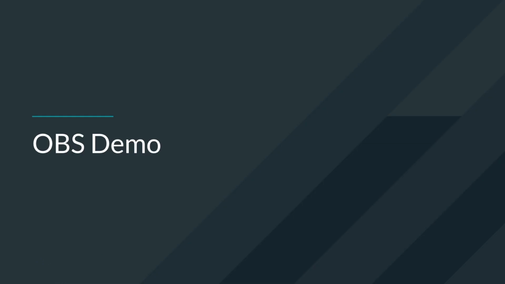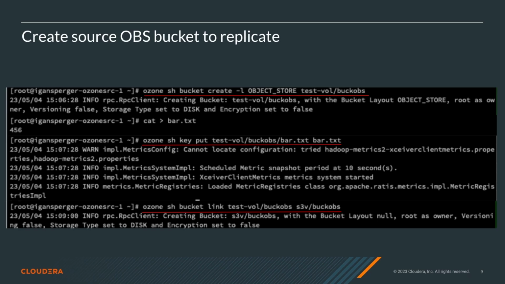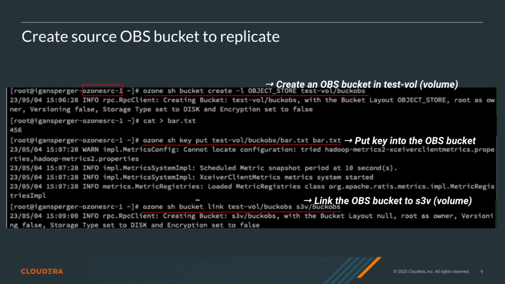Now let's move on to showcase the replication on OBS buckets. The first step is to prepare a source OBS bucket to replicate. After accessing the source cluster, we create an OBS bucket called bug.obs in the volume test-vol. Put a key called bar.txt into bug.obs and link it to the s3v volume. Note that in order to replicate OBS buckets, all buckets need to be linked under the s3v volume or directly created under the s3v volume. s3v volume is a default volume.